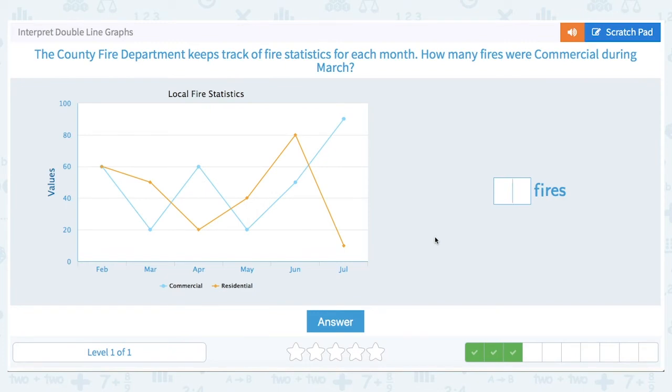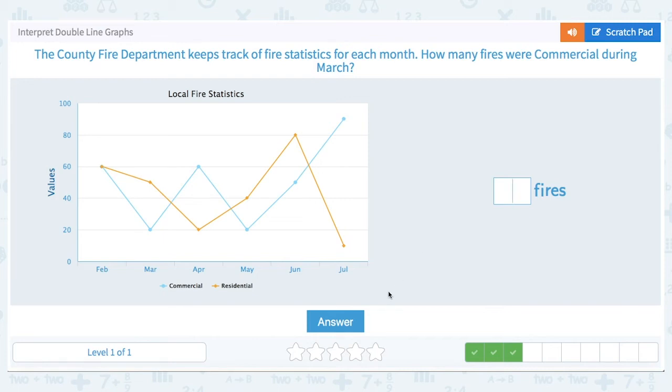The county fire department keeps track of fire statistics for each month. How many fires were commercial during March? So we have commercial and residential fires. Commercial would mean stores, restaurants, any kind of business. Residential would be homes. So what we're talking about here is how many fires the fire department had to put out in stores, restaurants, and other types of businesses versus fires in homes. So we're looking at those commercial fires during March.